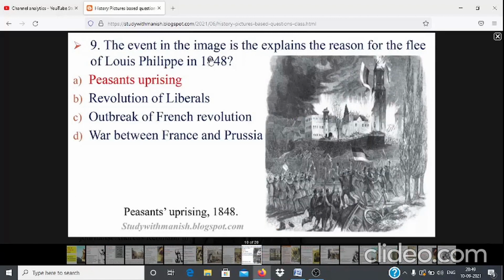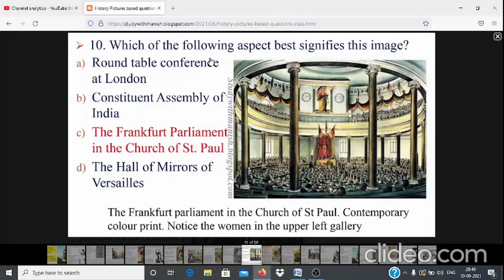Question number 9. The event in the image explains the reason for the flight of Louis Philippe in 1848. And the options are A. Peasant uprising, B. Revolution of liberals, C. Outbreak of French Revolution, D. War between France and Prussia. And the correct answer is peasants uprising.